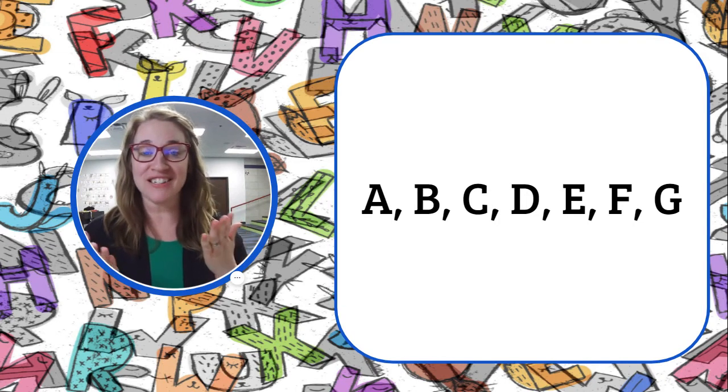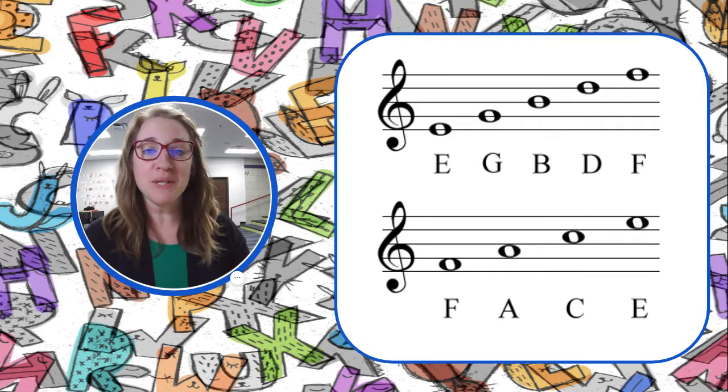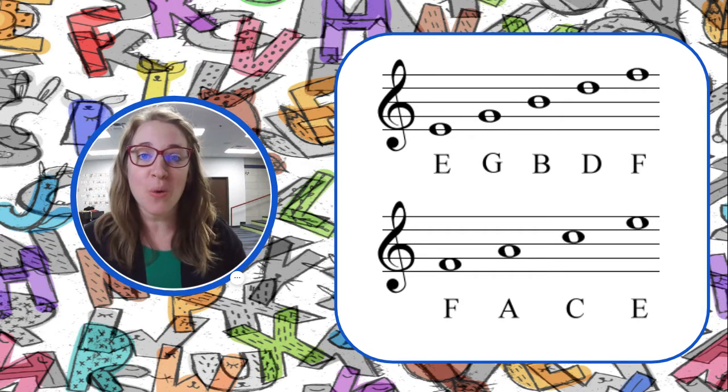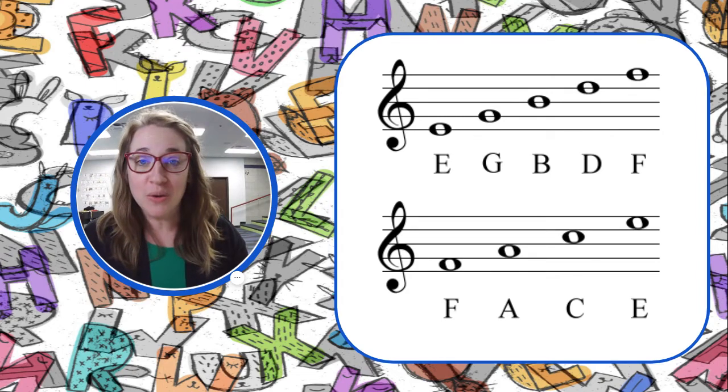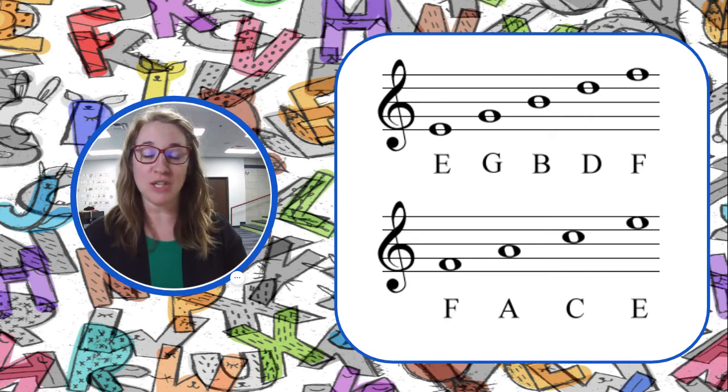There's no other letters. It just keeps repeating over and over. The musical alphabet helps us know what notes to sing and play. We've also used notes like so and mi before to help us know what to sing and play.